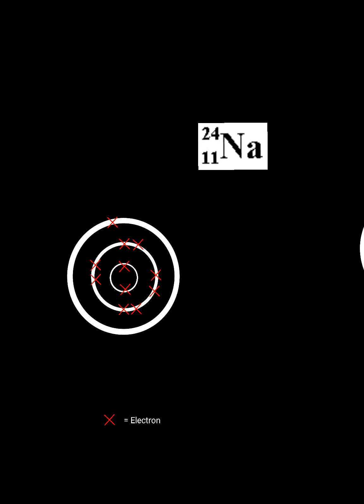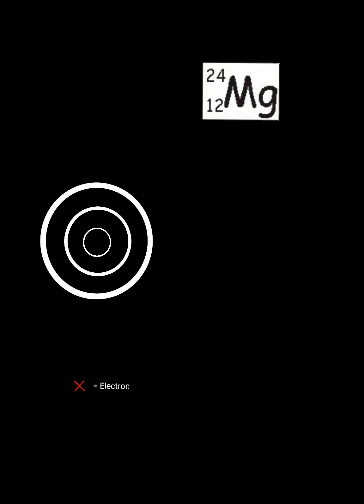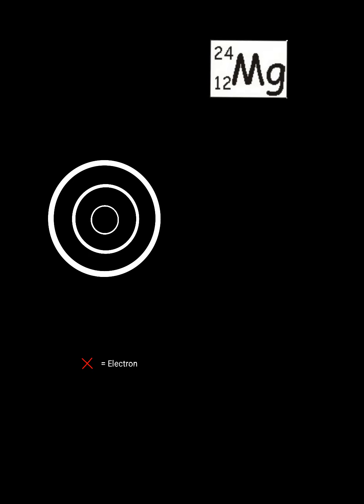So let's have a look at another example now. This element is magnesium. You can pause the video and try to complete this yourself. Magnesium has an atomic number of 12, which means that it has 12 electrons. So once again, 2 electrons have to go into the first shell. I've got 10 remaining, so I can only put 8 now in the second shell. Two more electrons remaining, and they go in that third shell. And that's pretty much it.